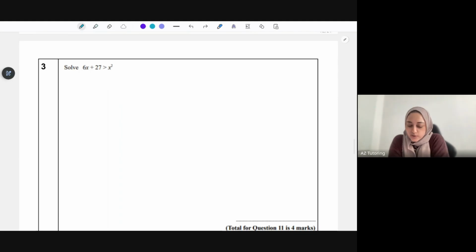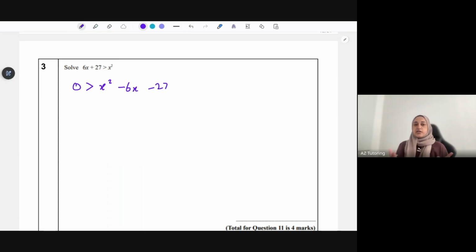Solve 6x plus 27 is more than x squared. So again, we need to make it equal to 0. It's not equal, but it's either more than or less than 0. That's the standard rule with all quadratic inequalities. I'm going to keep x squared positive, so I'm going to bring everything over to the right-hand side. So I get 0, because I'm bringing 6x and 27 over to the other side, is more than x squared. The opposite of plus 6x is minus 6x, and the opposite of plus 27 is minus 27.